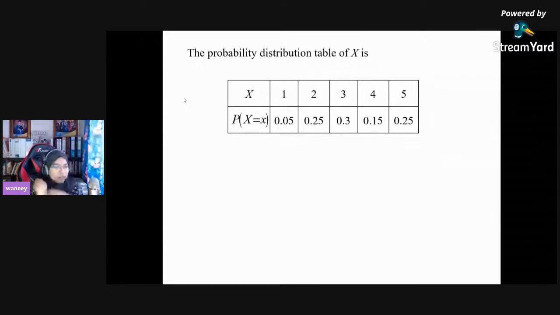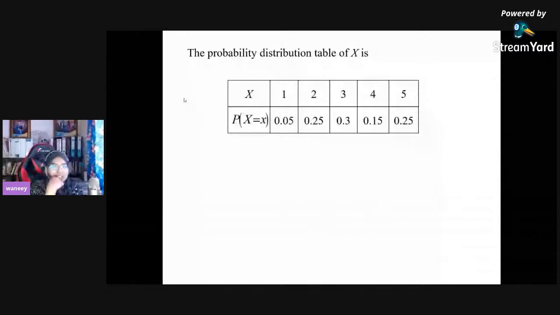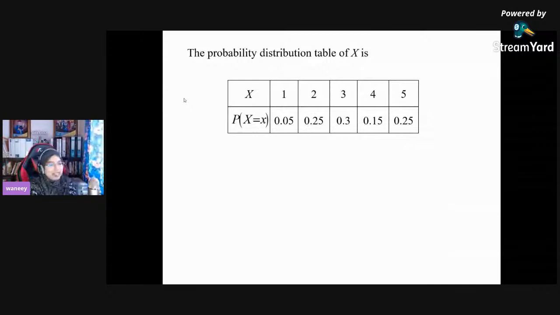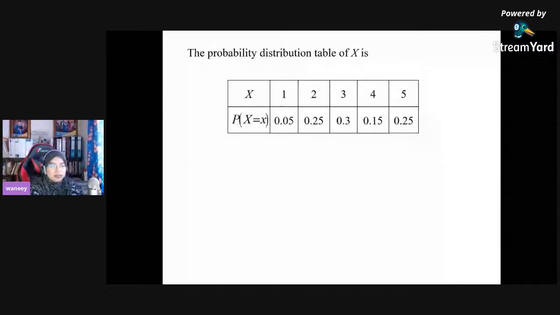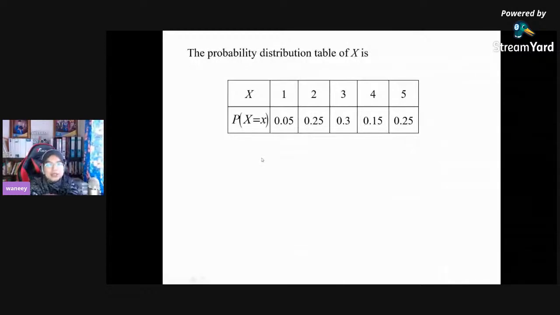Right, so thank you for the response. So the answer is 3. So you are correct. Why is it 3? Because it has the highest probability. Okay, so mode is 3.